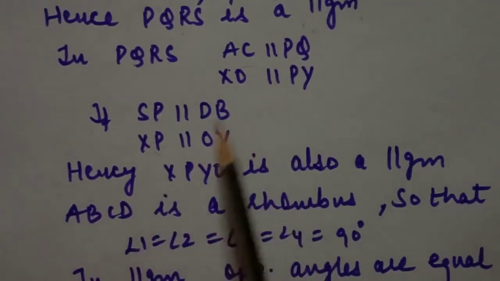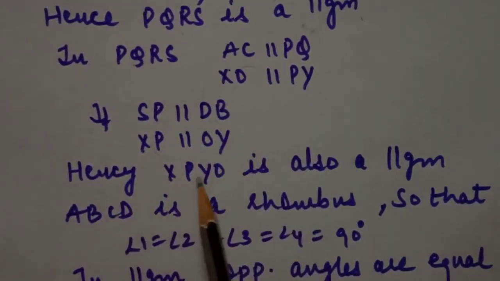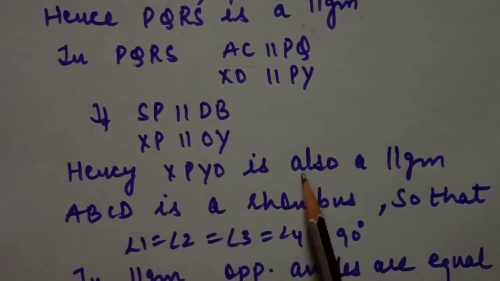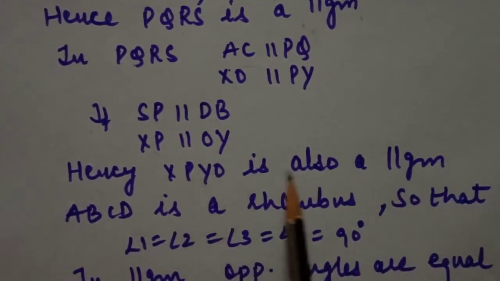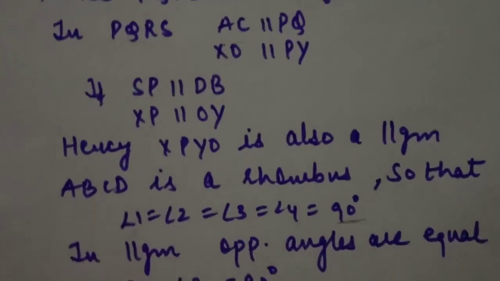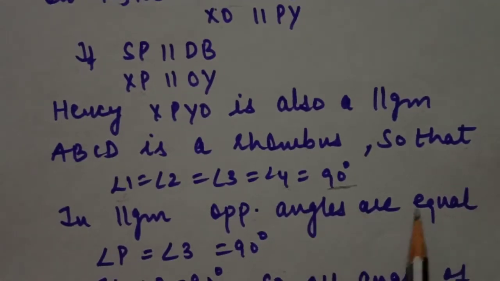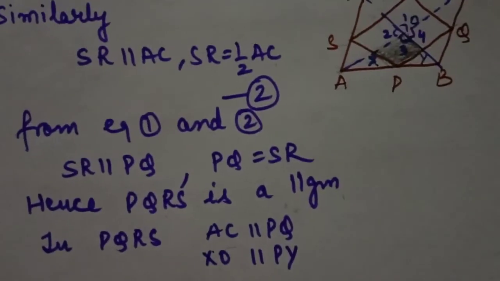Because of these two parallel conditions, XPYO is also a parallelogram. It is given to us that ABCD is a rhombus. We know very well that the diagonals of a rhombus cut each other at 90 degrees. Angles 1, 2, 3, 4 are all equal to 90 degrees. In a parallelogram, opposite angles are equal.